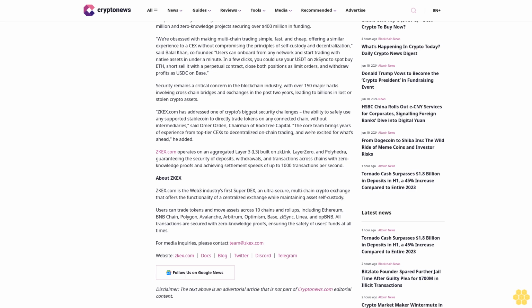Users can trade tokens and move assets across 10 chains and rollups, including Ethereum, BNB Chain, Polygon, Avalanche, Arbitrum, Optimism, Base, Zircuit, Linea, and opBNB. All transactions are secured with zero-knowledge proofs, ensuring the safety of users' funds at all times.